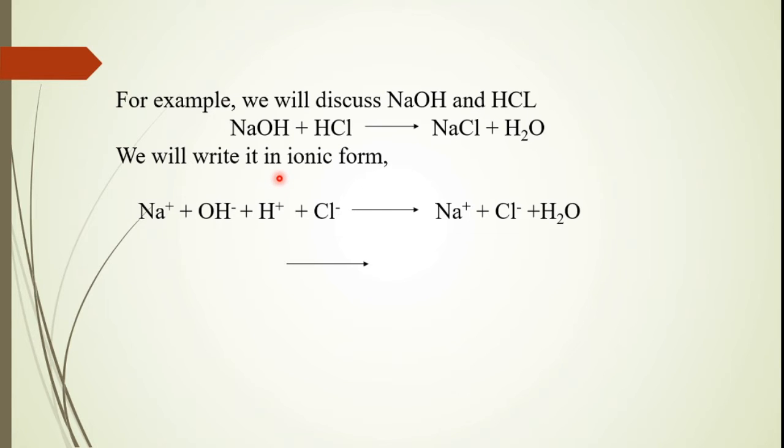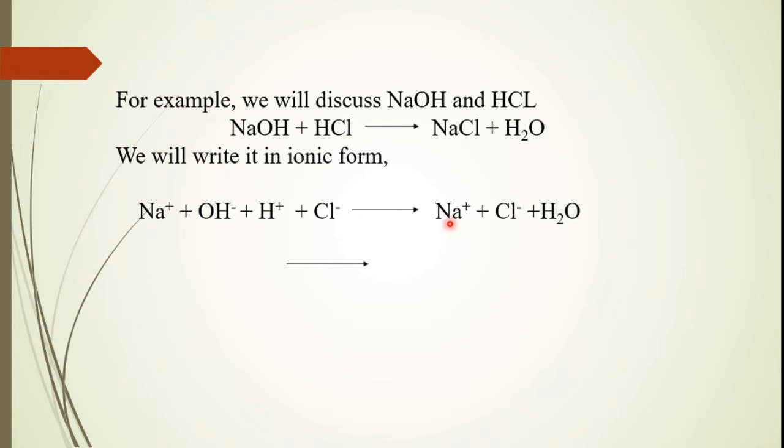For example, we will take the same example when NaOH reacts with HCl to give NaCl and H2O. First we will write this reaction in the ionic form. When NaOH is dissolved in water, it will be present in Na+ and OH- form, and HCl will be present in H+ and Cl- ion. When they both react with each other, the H+ and OH- ion will form water, that is H2O, and Na+ and Cl- ion will be as it is.